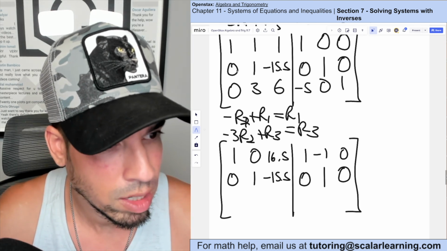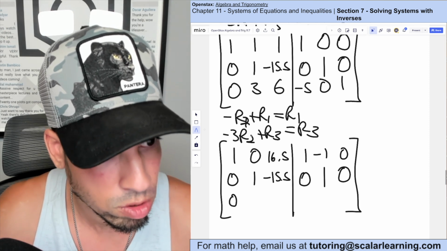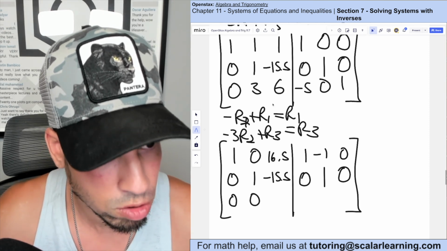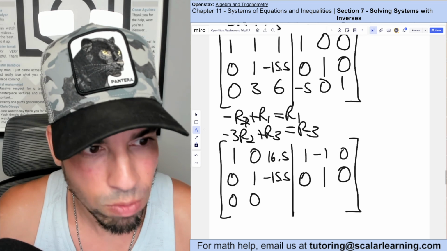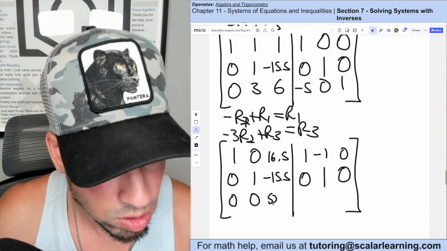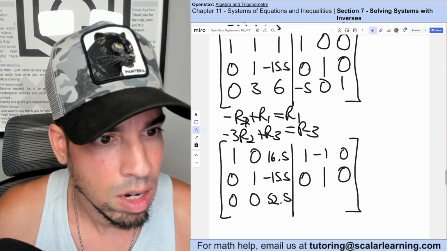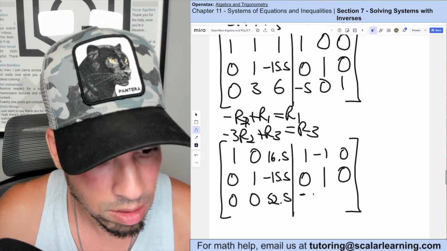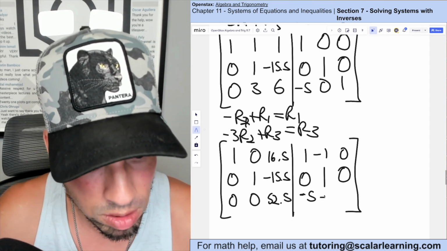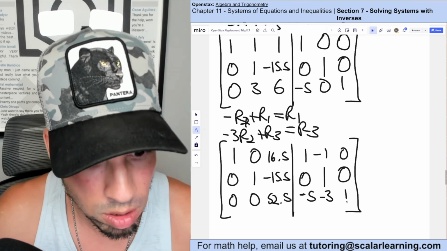Now we got down here, negative 3 times 0 is 0, plus 0 is 0. Negative 3 plus 3 is 0. That negative 3 times this is 46.5, plus 6 is 52.5. 0 plus negative 5 is negative 5. Negative 3 plus 0 is negative 3. And 0 plus 1 is 1.